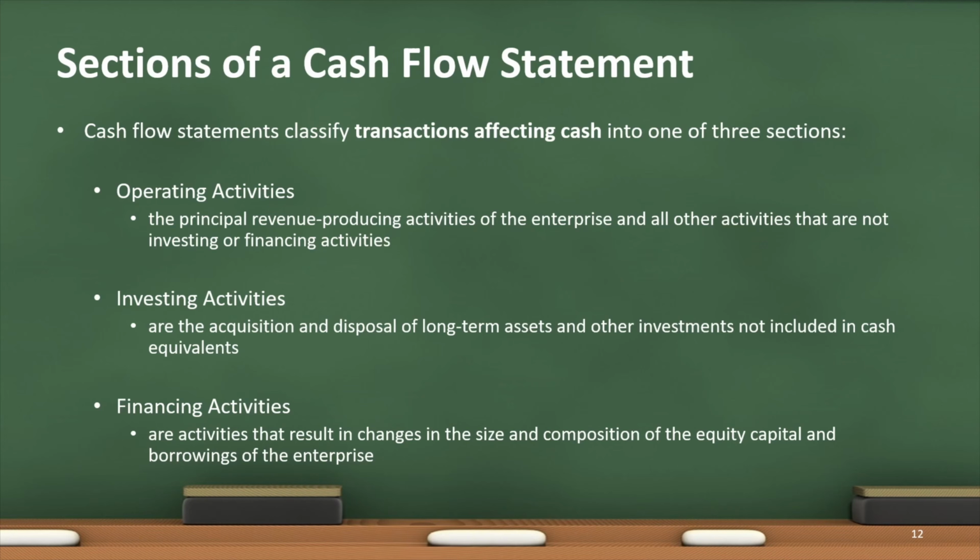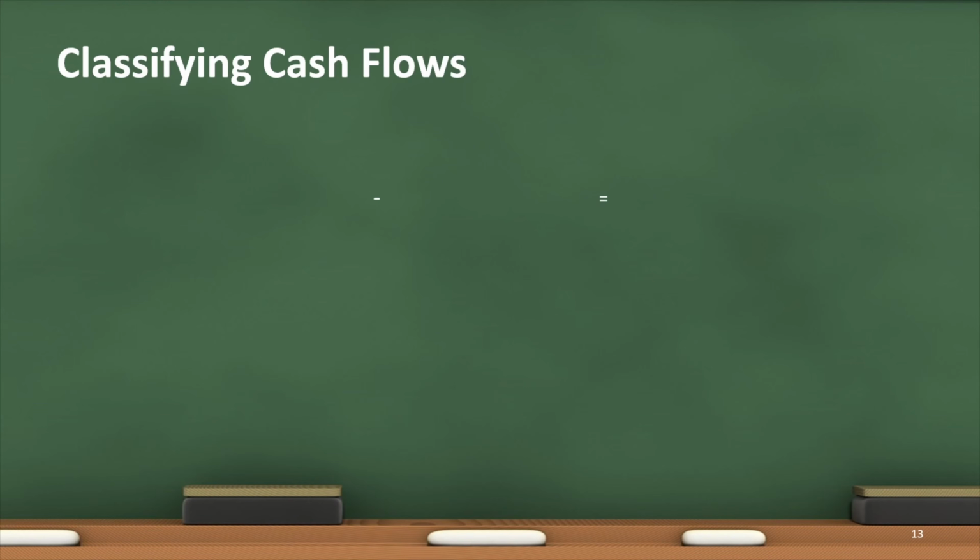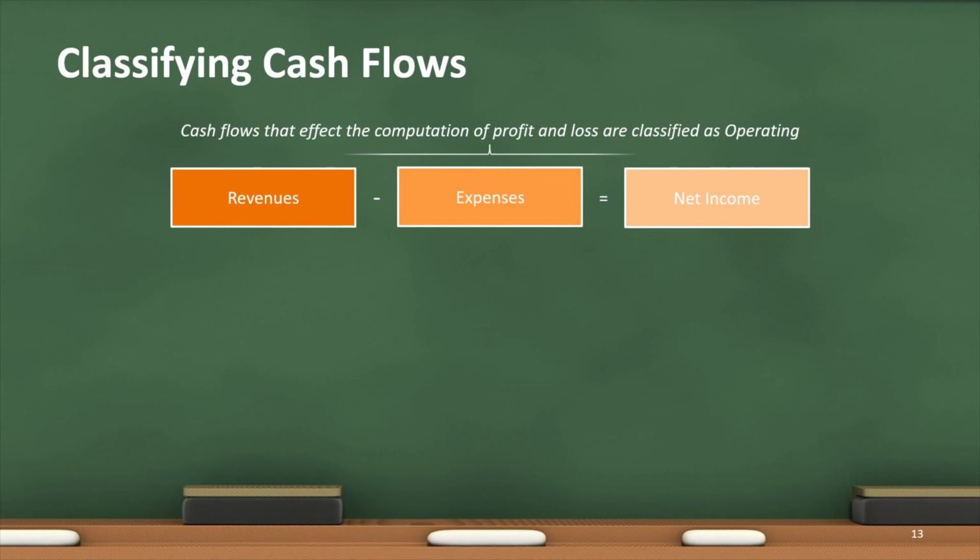You could commit these to memory. Personally, I always like to think of it a bit more visually. So classifying cash flows, I used to think of it as any cash flows that affect the computation of profit and loss are classified as operating. So here we have revenues subtract expenses equals net income. And any cash flows that impact that computation can be classified as an operating cash flow.